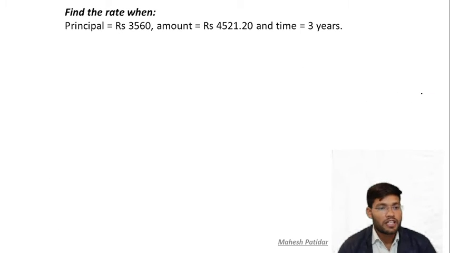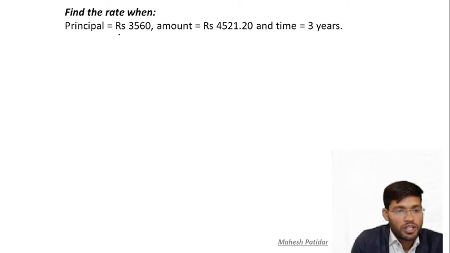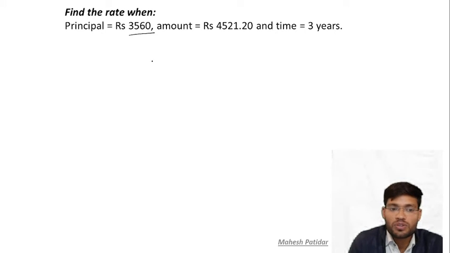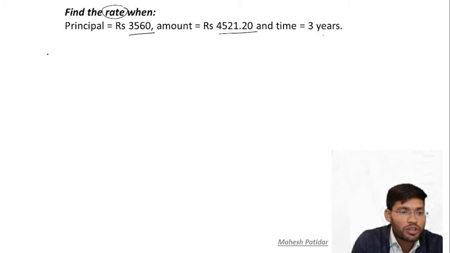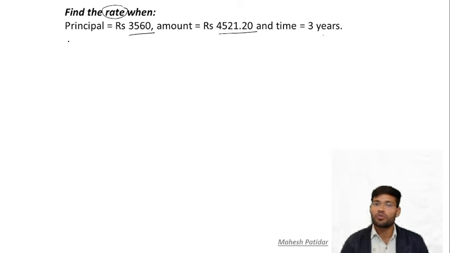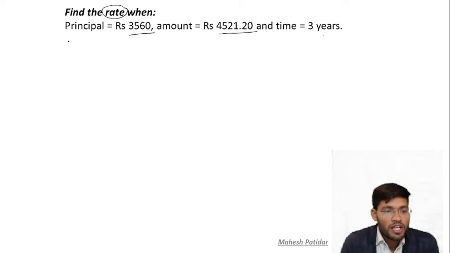Now find the rate when principal is equal to 3560 and amount is 4521.20, and time is 3 years. So we have to calculate the rate. Now we have to find the rate percent. There are three things given: principal, amount and time.